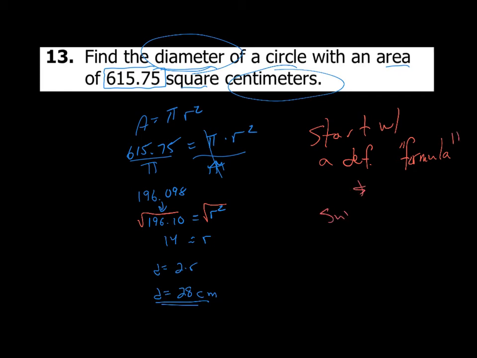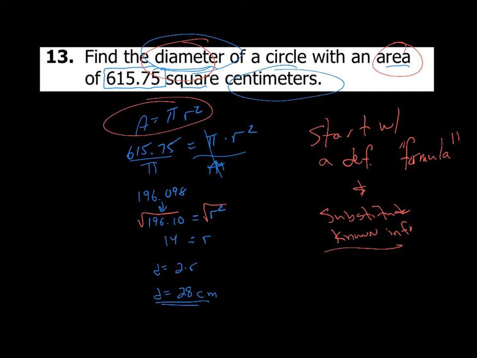And substitute, right? Substitute known info and move towards the right answer. So if I'm looking for diameter and they tell me I have area, then it sounds like I should start with an area formula and then put in the area that I've been given and move towards finding the radius. Use that radius to find the diameter. This is a thinking course.